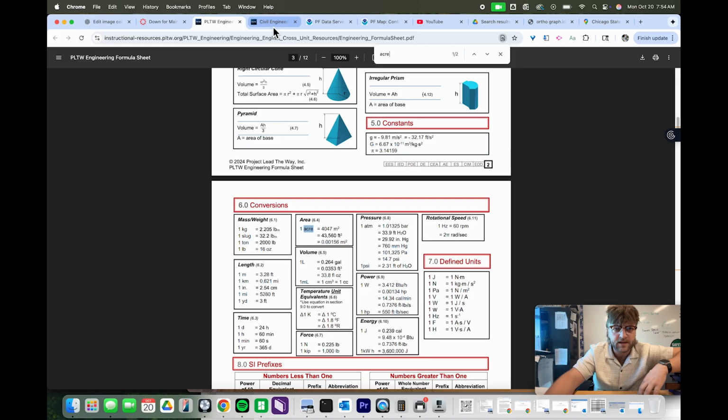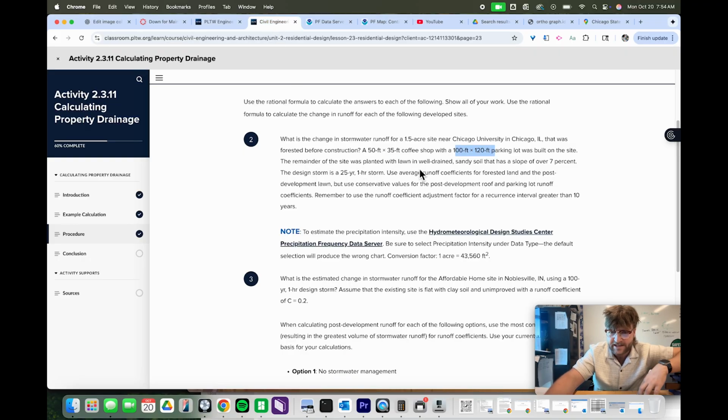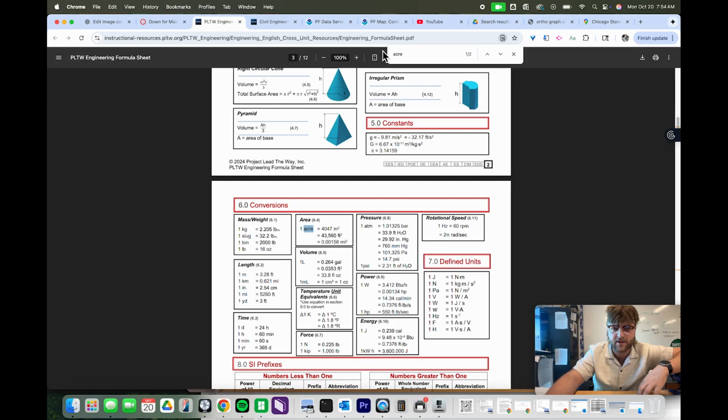So let's go ahead and pop back in here. Let's find out what that C value is going to be. This is for our lawn, right? And as we were saying, this is well-drained sandy soil with a slope of over 7%. So if we go back here, we can type in our stormwater.